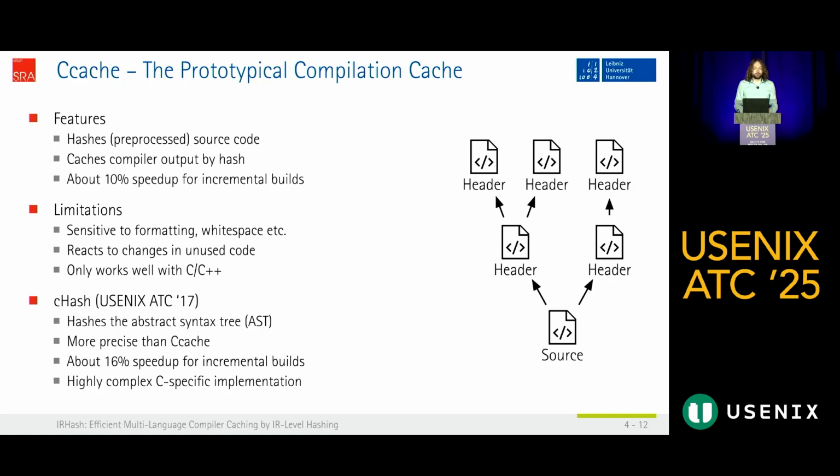But this raises an interesting question. We've seen two compilation caches using different trade-offs, working on two different levels of abstraction. So maybe we should put in the work to find the optimal abstraction layer for this kind of work.